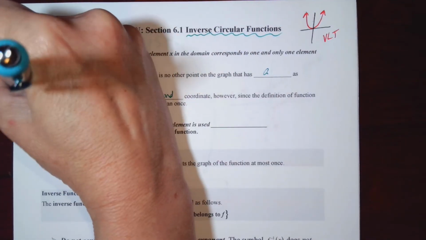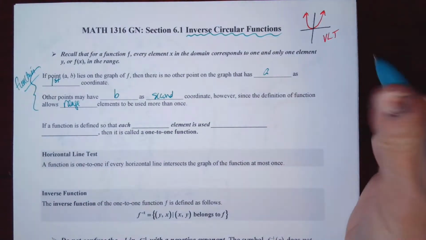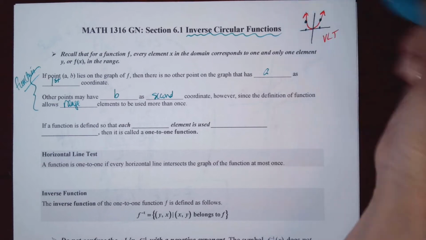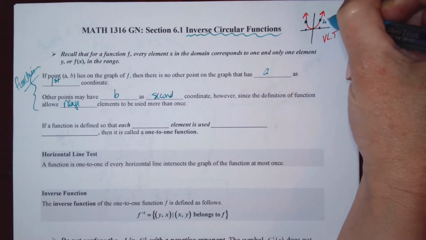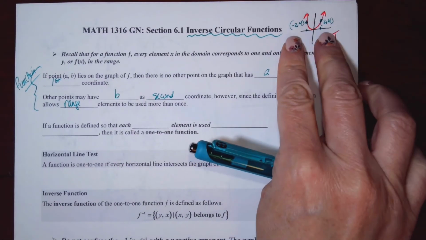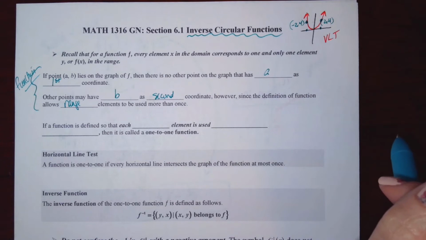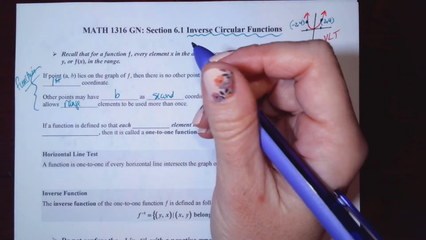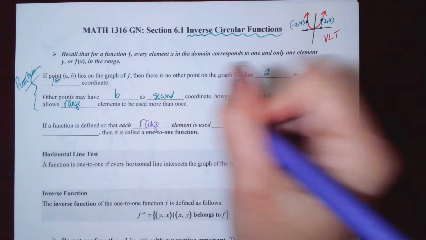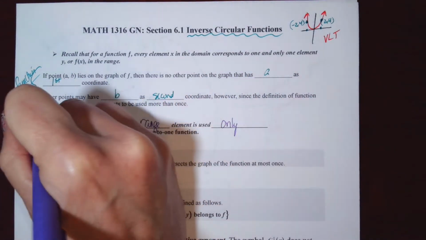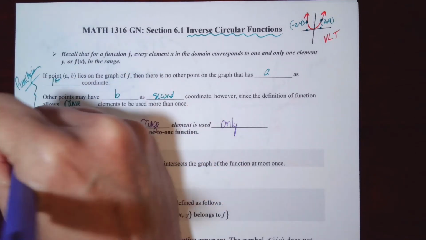So this is just my general definition of a function. The x values aren't going to repeat, but the y values can repeat. So like this is 2, 4, this point is negative 2, 4. Each x value has one y value, but my y values can be repeated. Now, if a function is defined so that each range element is used only once, then it is called a one-to-one function.